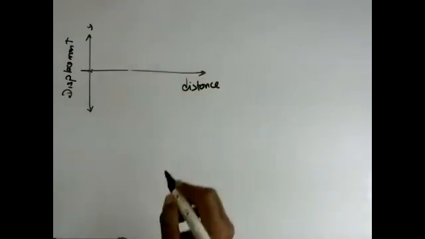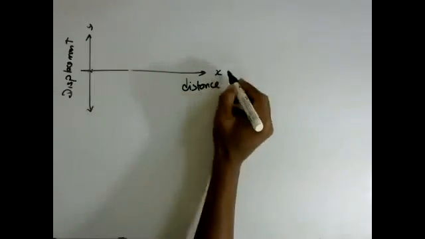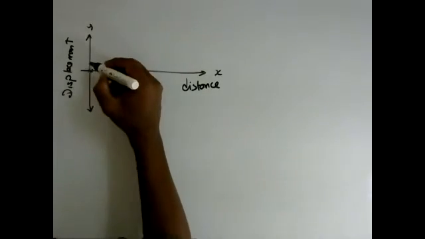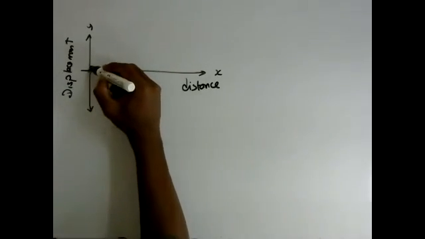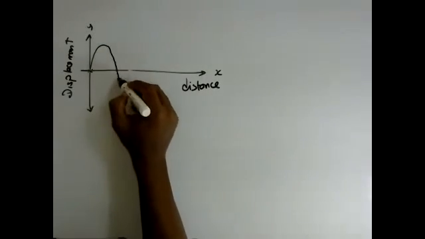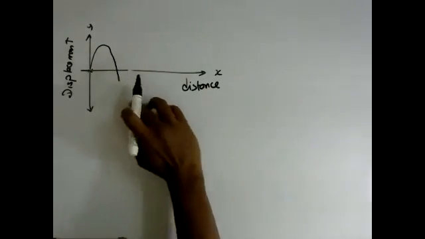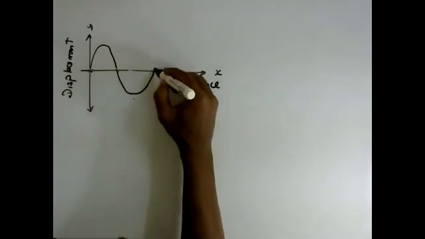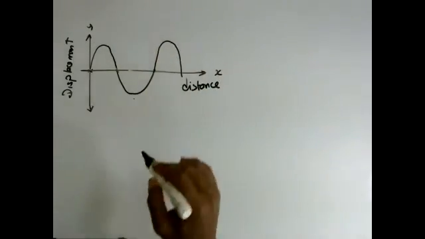And if you have the distance on the x-axis, the distance moved by the wave, then I was telling you that the displacement will increase to a maximum value and then decrease to a minimum value, right? And this process will continue, okay?